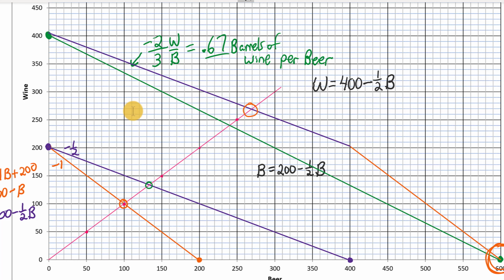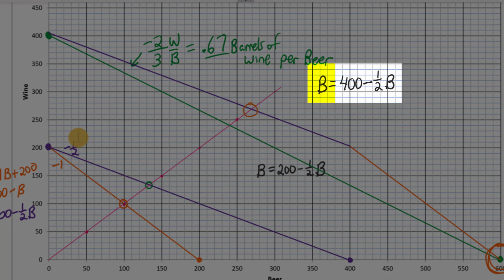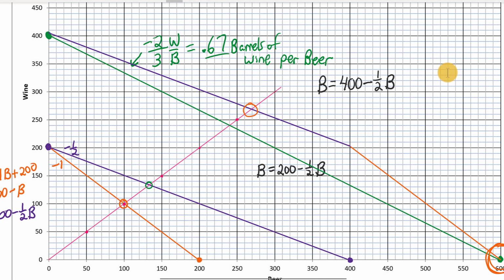And again, what do we want the end result to be? Well, we want the amount of beer equal the amount of wine, so we can substitute just beer. So what are we going to end up with here? Let's see. Well, if we add a half B to both sides, we're going to end up with 3 halves B equals 400. And so the amount of beer is going to be how much?